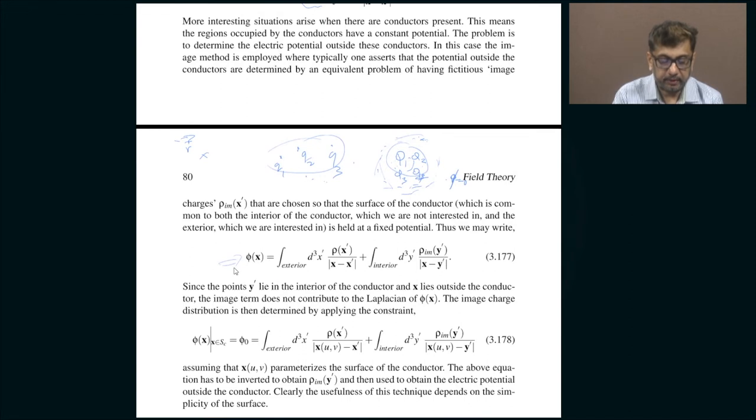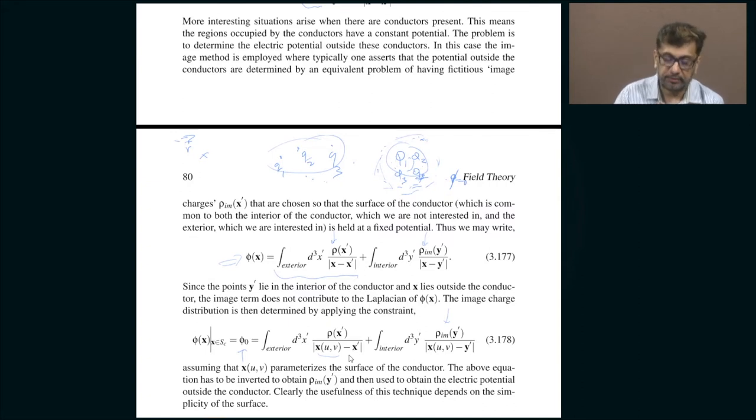So, this is just a mathematical description of that procedure. We assume that exterior to the conductor there are known charges. Somebody has told you what those charges outside are, but then somebody also says that there is a conductor and on the surface of the conductor the potential function is, say, phi naught. It need not be 0, you can put a battery there and make it phi naught. If that is the case, we replace the conductor by image charges, IM stands for image, and x of u, v is the parameterization of the surface of the conductor.